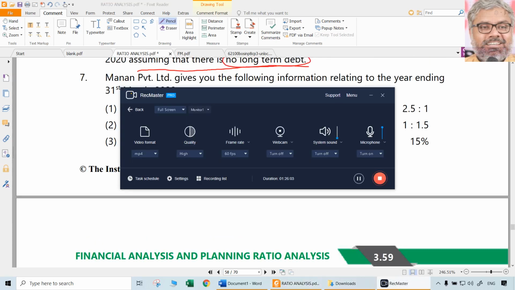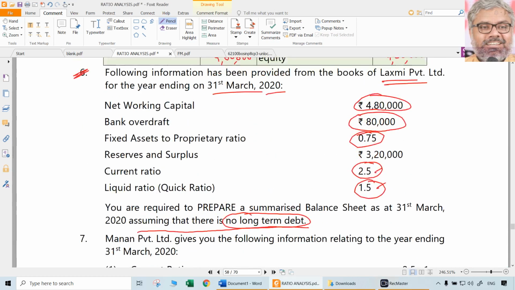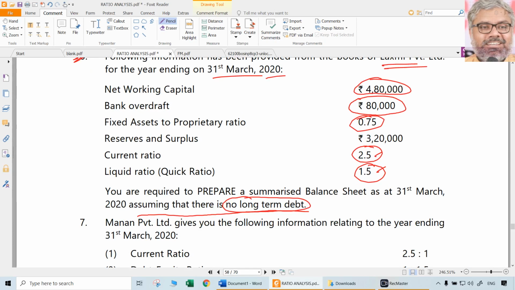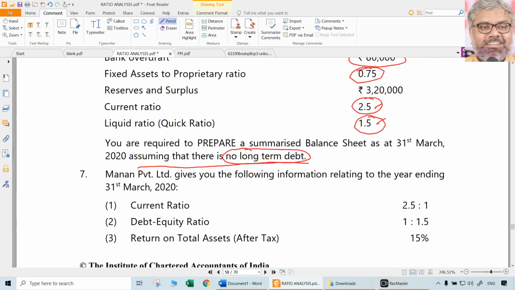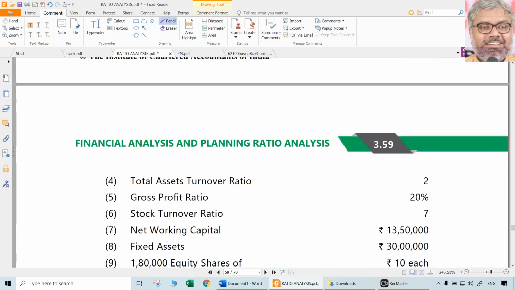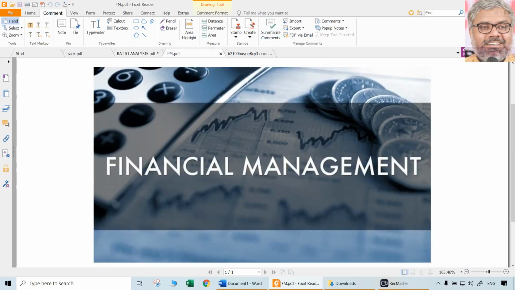These are some of the questions for problem solving in ratio analysis. We'll conclude today's session here, and we have a couple of more problems in the ICA material. Anyway, we will solve them in the next session, and in addition to that, we will solve some more problems also, so that we can practice more questions on problem solving in this chapter of ratio analysis.